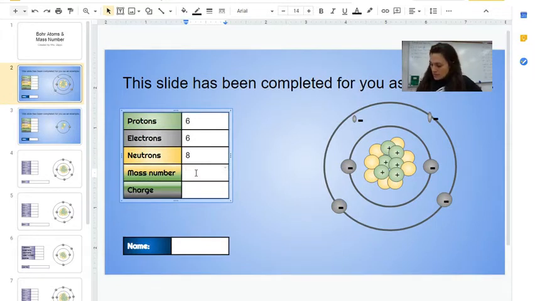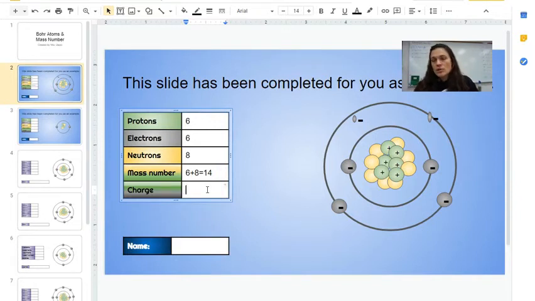So the mass number is going to be 6 plus 8, and you don't have to write the 6 plus the 8. You can write the end answer, just make sure it's correct. So that'll be 14. And you might use a calculator, but you could also add up all of the particles in here. 1, 2, 3, 4, 5, 6, 7, 8, 9, 10, 11, 12, 13, 14. But yeah, I usually get lost.